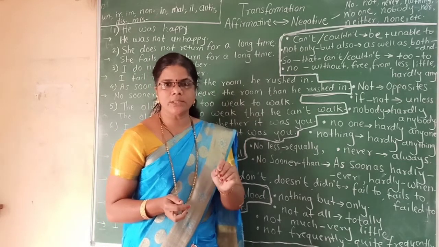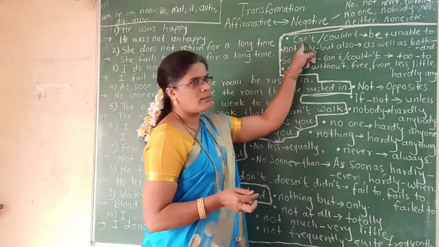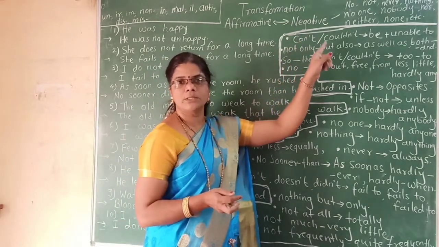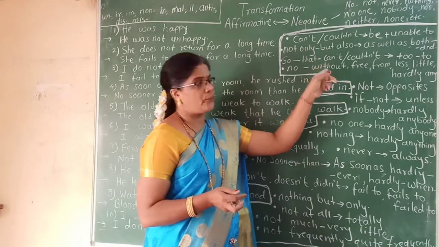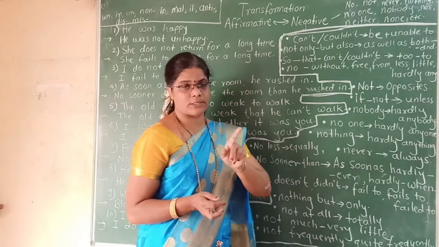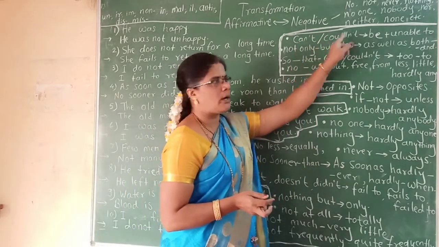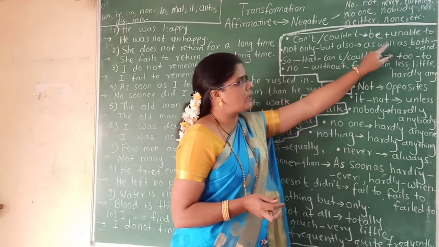We have discussed before. Be means to be forms. Am, is, are, was, were. If it is can, we can use am, is or are. And if couldn't is there, then we can use was or were, past tense. So here can't or couldn't is there. According to tense, you have to use that to be form and then unable to.